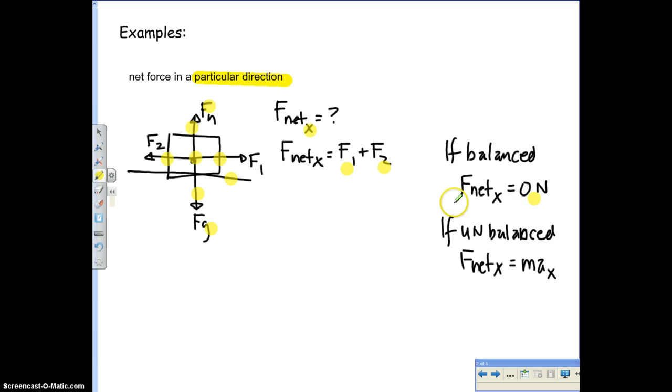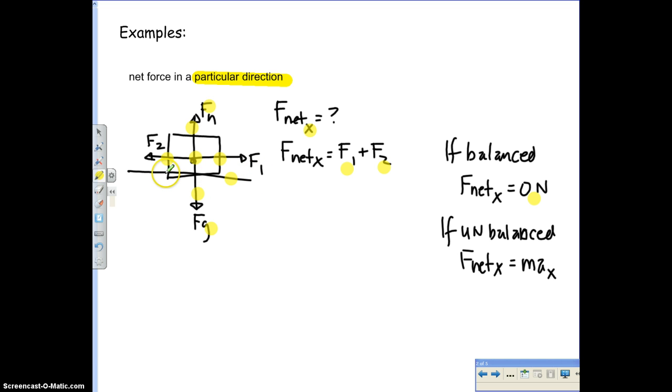On the other hand, if this, the way I drew it, is not balanced, that is, force 1's a little bit bigger than force 2. Let's say force 1 is 7, positive 7 because it's to the right, and force 2 is negative 5, 5 to the left. Then when we add those two together, we're going to get a net force of plus 2, which means that the force to the right is 2 newtons bigger than the force to the left.